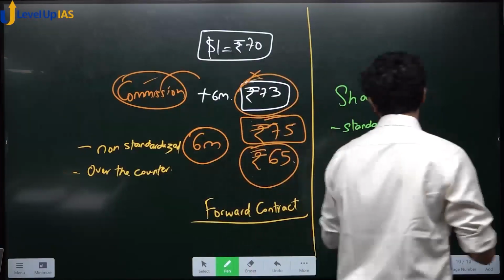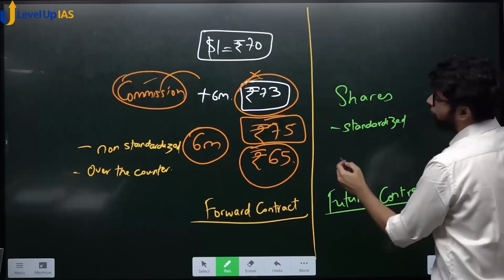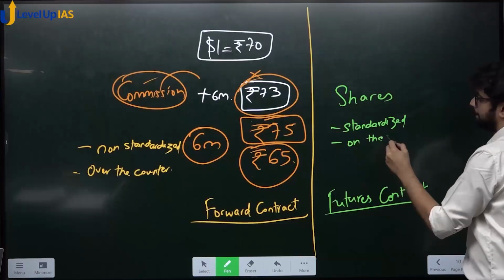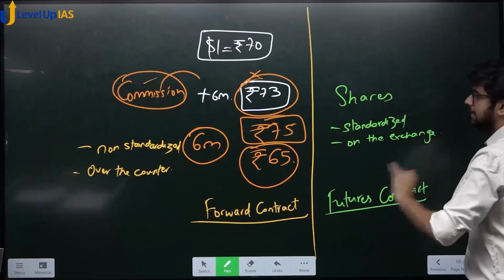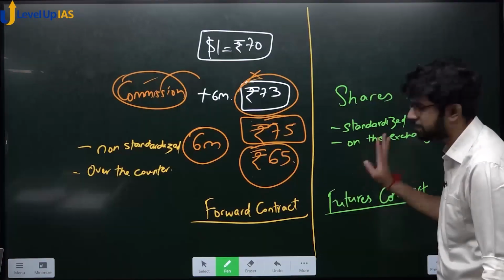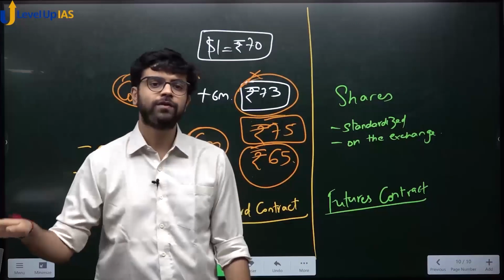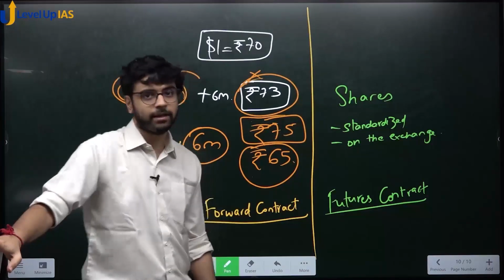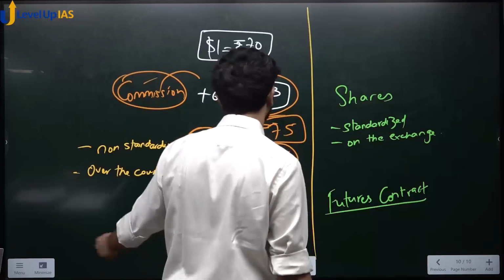So it is always standardized, and it is not over the counter. It is on the stock exchange. Let's say you made a deal for 6 months later. After 6 months, can any one of you back out of the deal? No. It is an agreement. You have to do it. Now, funny thing I'll tell you.